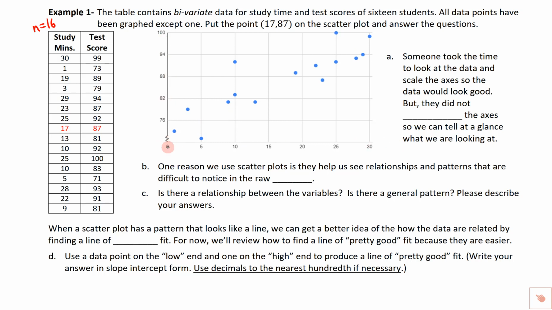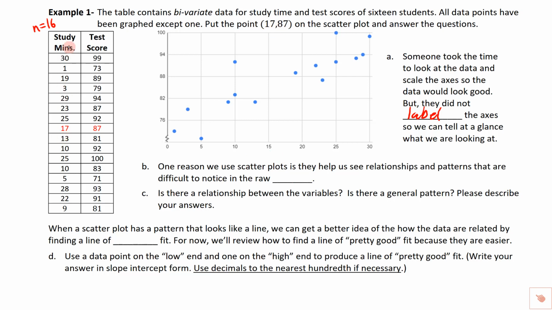We've got a little broken axis there, so that's always an important thing to note. But what they didn't do is label the axes. So we've got tick marks on here, we've got a scale for it and everything, but they didn't label it. So we want to go ahead and label this so that we can put this point 17,87.